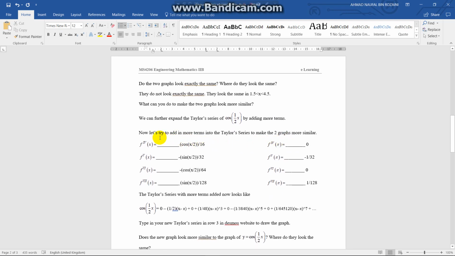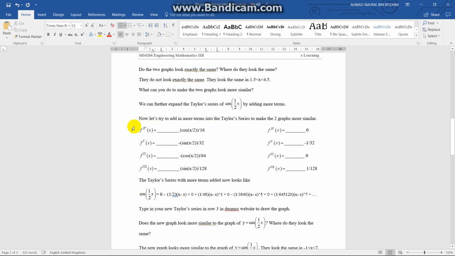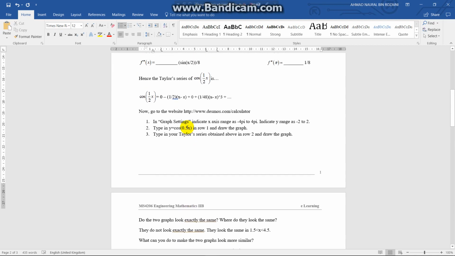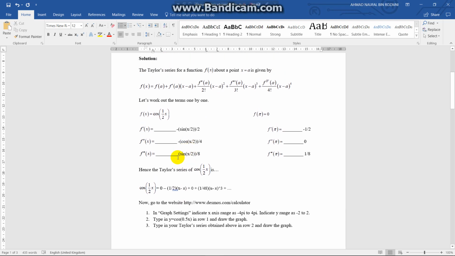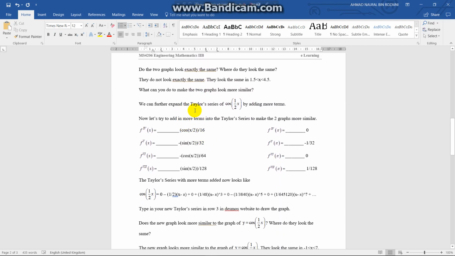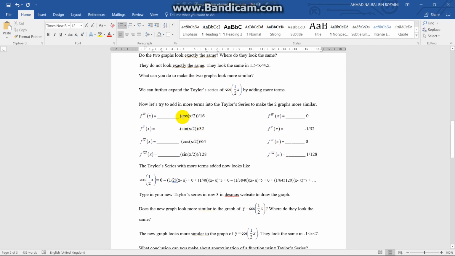So now let's try to add in more terms into the Taylor series to make the two graphs look more similar. So now going to the fourth order derivative, we differentiate from the previous order derivative, which was sine half x over 8, which will get cosine half x over 16. And by subbing a, which is pi, we get 0.